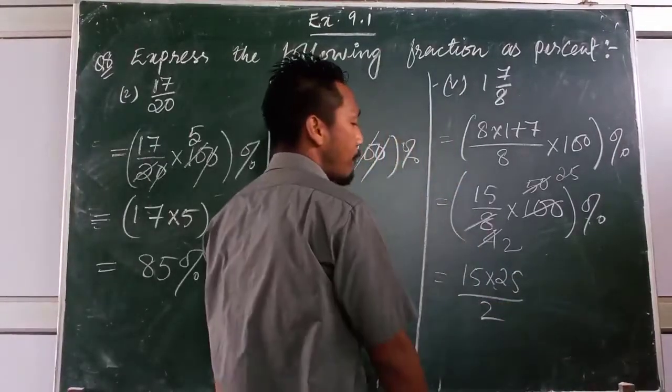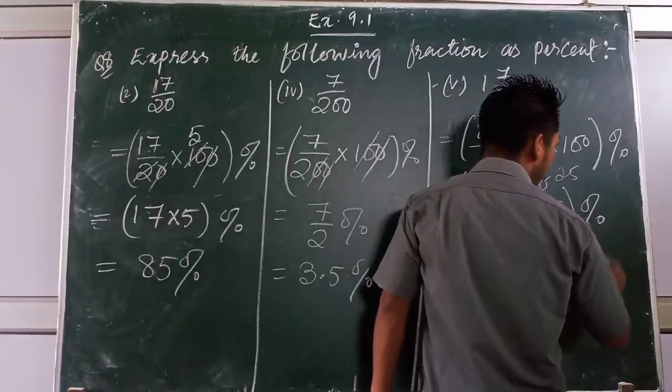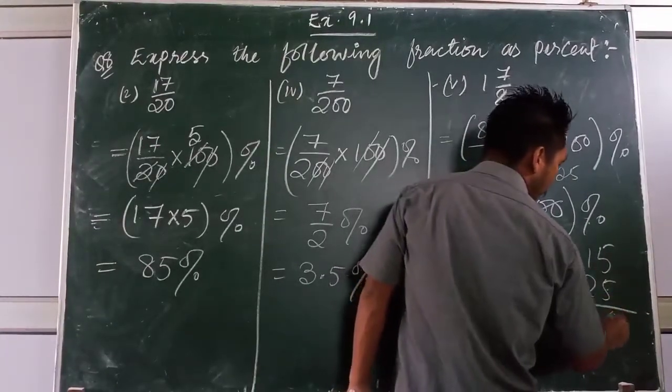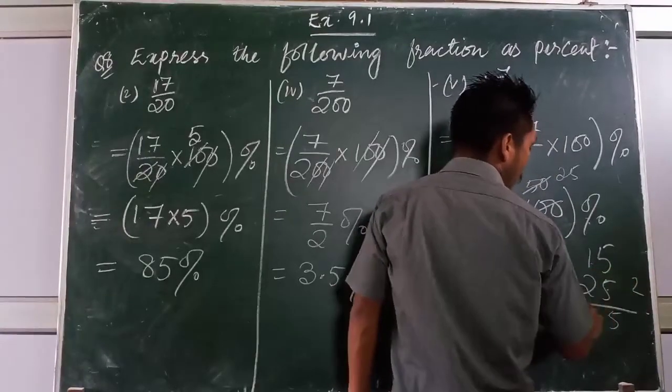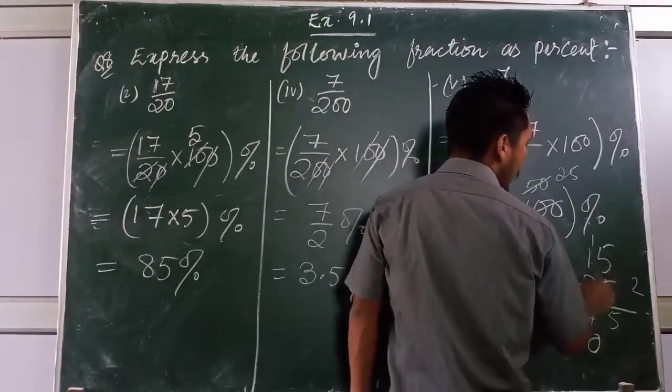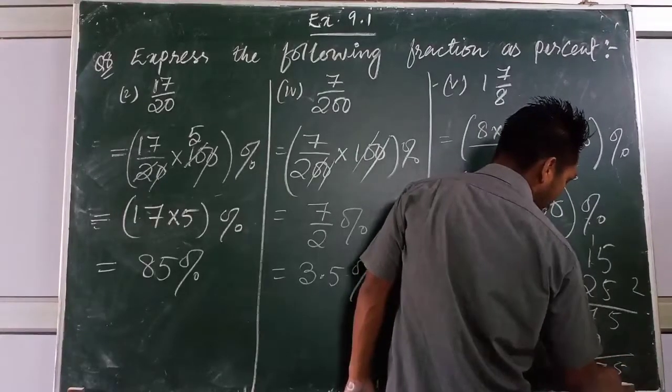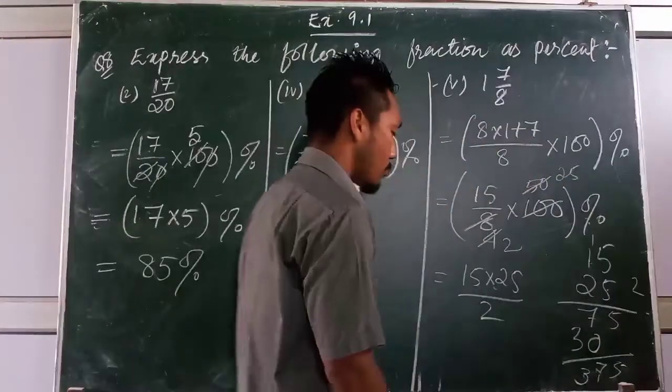So multiply 15 into 25. 5 fives are 25, 5 ones are 5, plus 2 is 7, 5 twos are 10, plus 1 is 11, and 2 ones are 2, 3. So your answer is what? 375.